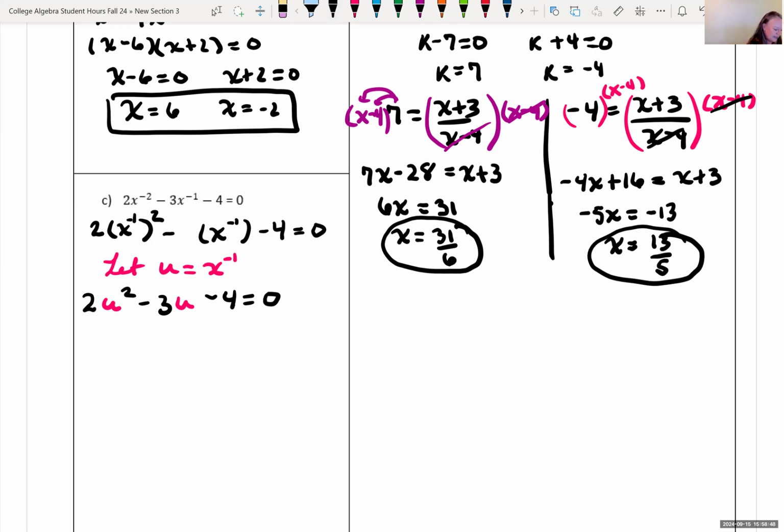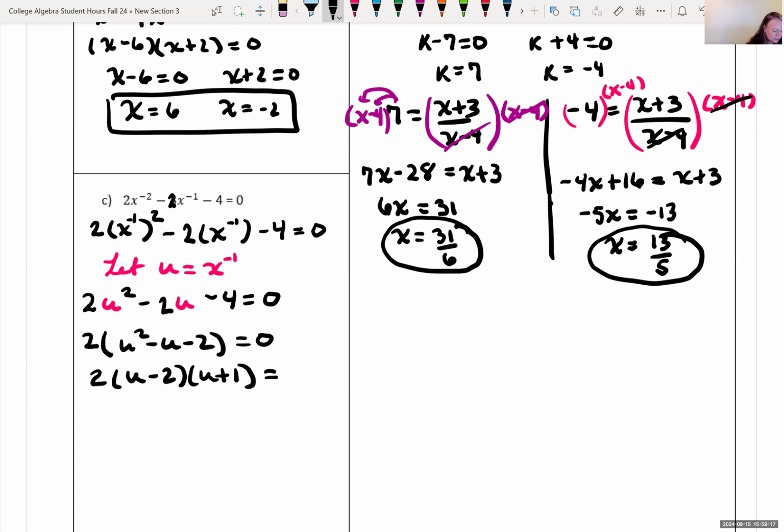I apologize about that. Let's change this to a 2, and this to a 2, this to a 2. If that's the case, then this actually is factorable. I can factor out a 2 from all of our terms, which is u squared minus u minus 2 equals 0. We can factor u squared minus u minus 2. That factors as u minus 2 times u plus 1 equals 0. So u is either equal to 2 or u is equal to -1.